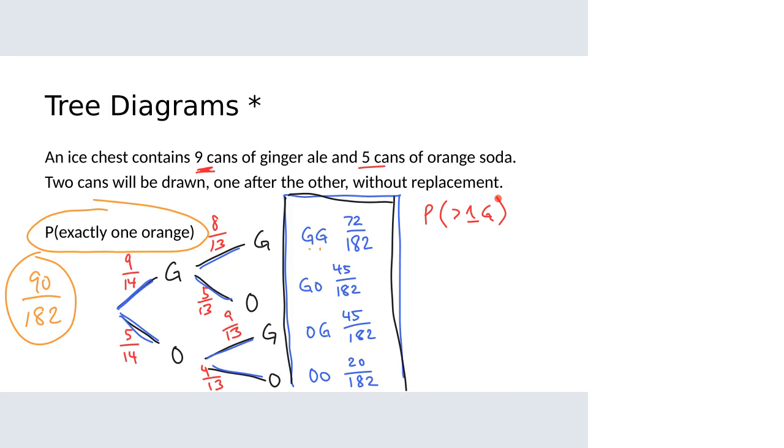The difference between at least and exactly is going to be really important in this section. Identifying, drawing the tree, putting the probabilities on, finding a sample space. All those things are important. And so is identifying the outcomes that are successes for a given situation. And so here we want the probability of at least 1 ginger ale.